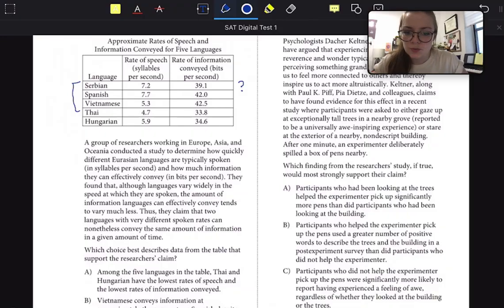A group of researchers working in Europe, Asia, and Oceania conducted a study to determine how quickly different Eurasian languages are typically spoken in syllables per second, and how much information they can effectively convey in bits per second. They found that although languages vary widely in the speed at which they are spoken, the amount of information languages can effectively convey tends to vary much less. Thus, they claim that 2 languages with very different spoken rates can nonetheless convey the same amount of information in a given amount of time.